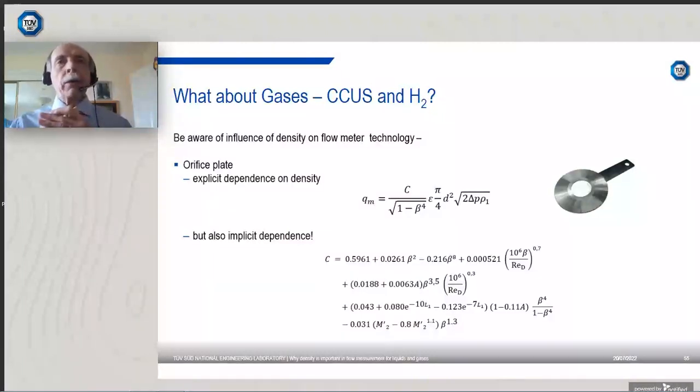You also need to think about the influence of gas density on measurement technology, some of which may be explicit in terms of orifice plate. So the orifice plate equation, there is the gas density entering explicitly into the equation for mass flow rate. But gas density also enters implicitly through the Reader-Harris-Gallagher discharge coefficient equation, through the Reynolds number, which is a function of density.